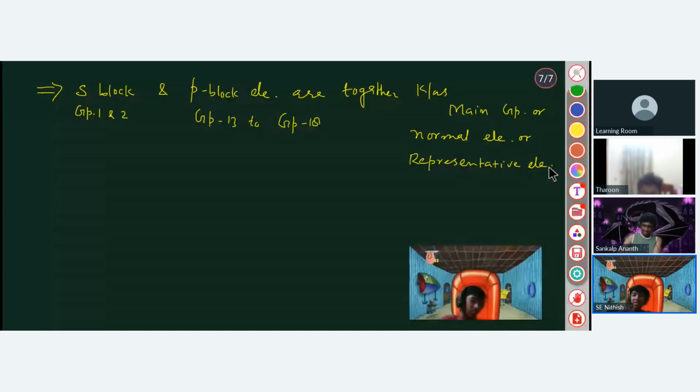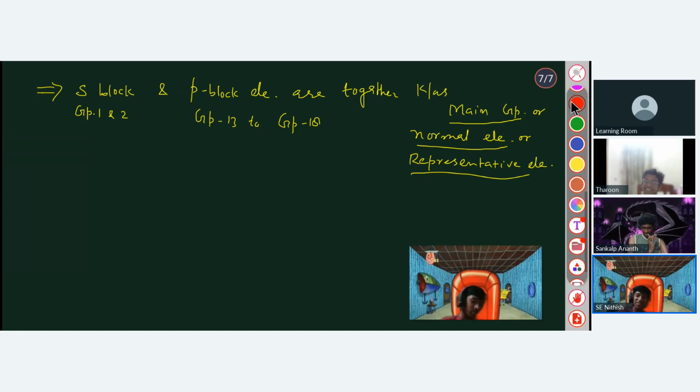See, actually what happens is that we have a team of scientists, the chemists, who are just working. Some may say they are main group elements, and some may say they are the normal elements. So we have to agree on all of these. That's why there are so many names.